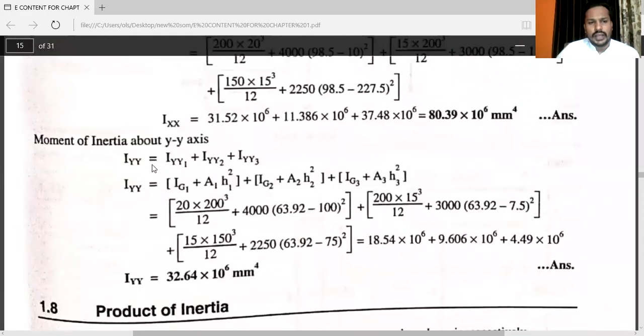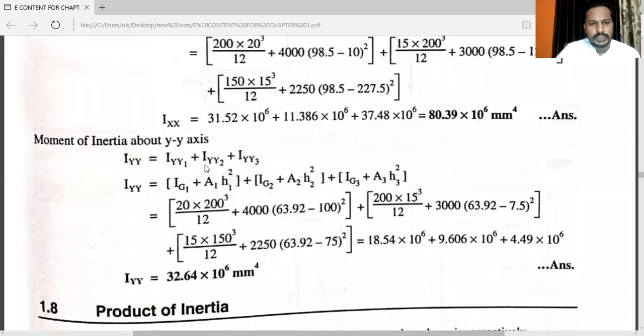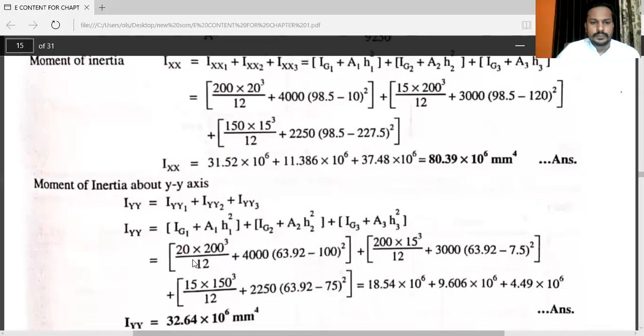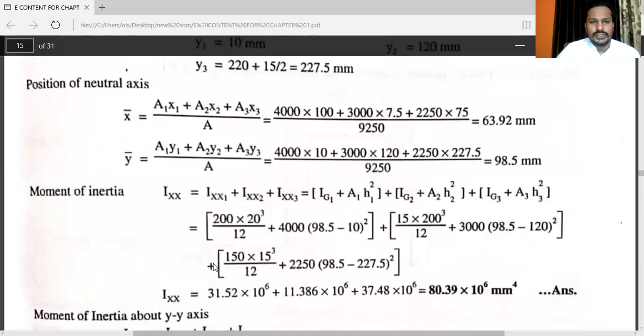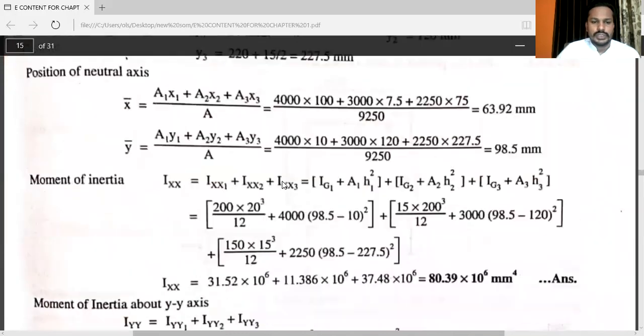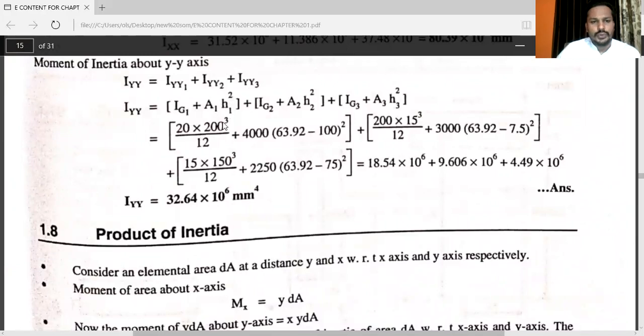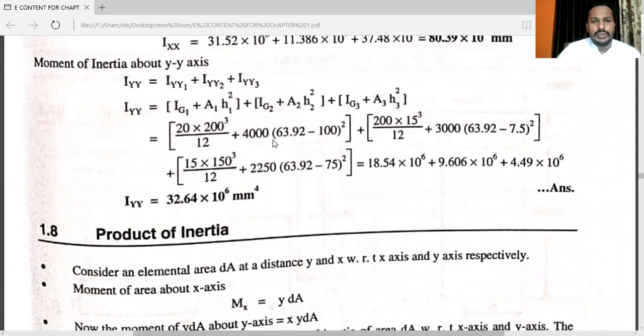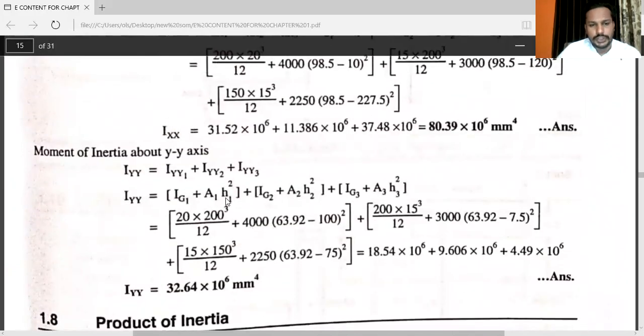See, to calculate Iyy, the formula will be Iyy is equal to Iyy1 plus Iyy2 plus Iyy3. See, again here Iyy1 is equal to Ig1 plus A1 H1 square plus Iyy2 is equal to Ig2 plus A2 H2 square plus Iyy3 is equal to Ig3 plus A3 H3 square. See here, for Iyy, the formula will be dB cubed by 12. So first depth, that is 20, that will be 200. So similarly, see 20 into 200 cubed by 12 plus A1 is equal to 4000, but here H1 distance.